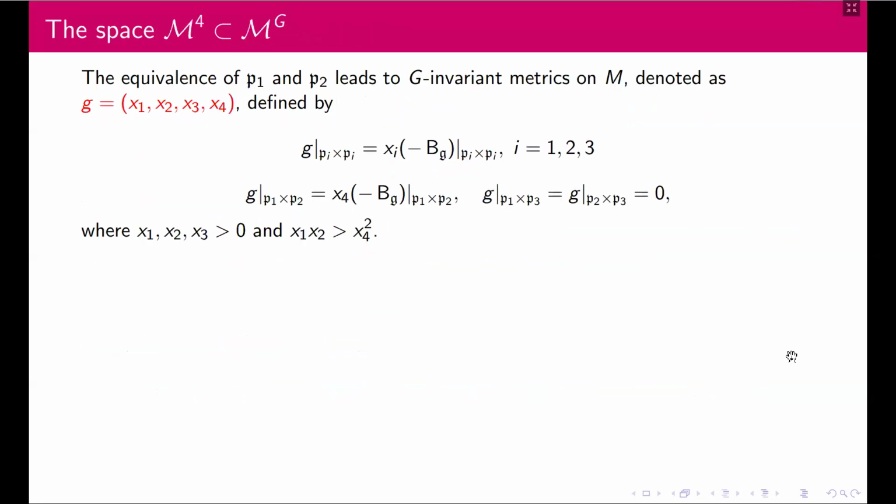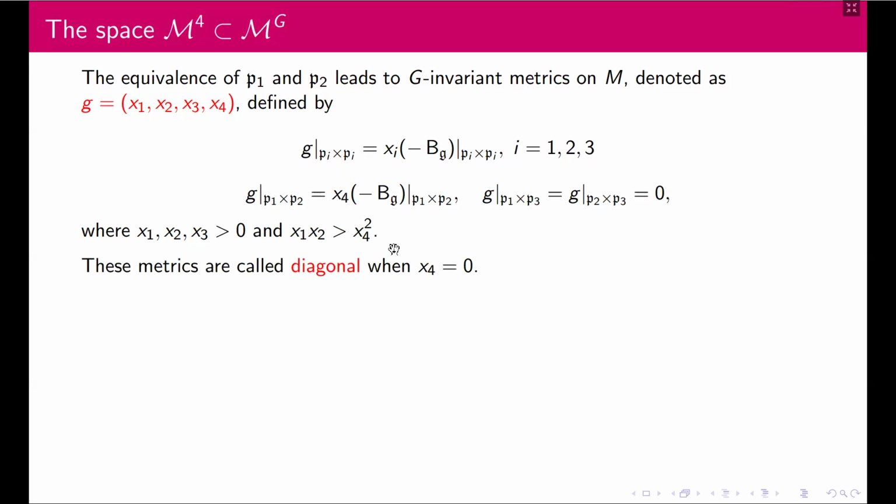This equivalence of P1 and P2 allows us to introduce a non-diagonal invariant matrix. We are going to denote them by this vector x1 to x4, defined by a multiple on each factor when we restrict to P1 times P1 or P2 times P2. And when we restrict to P1 times P2, we have this x4.